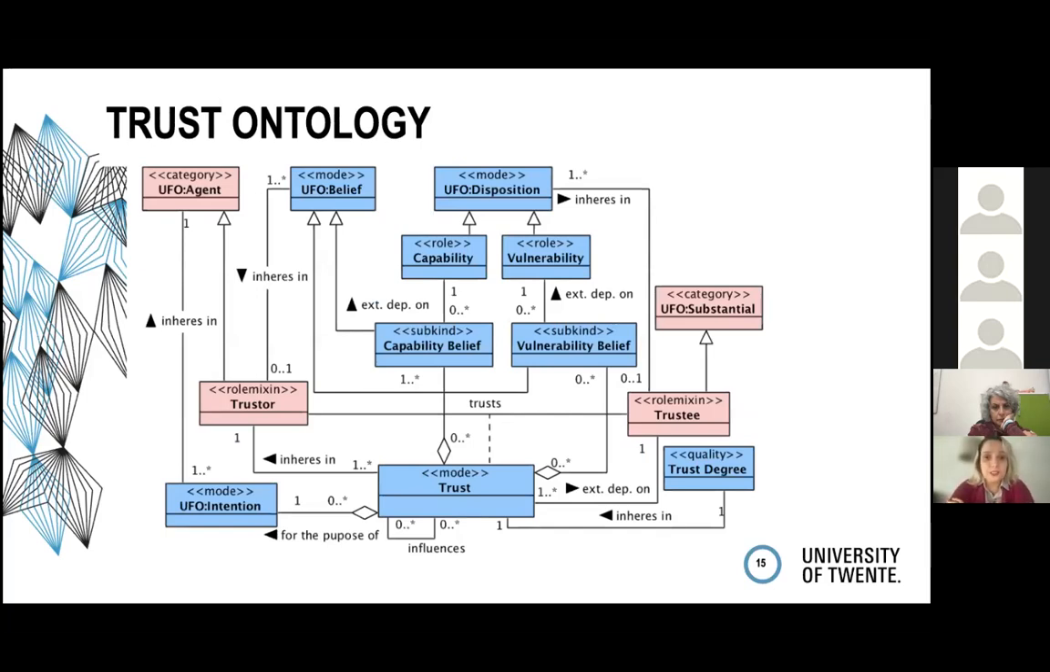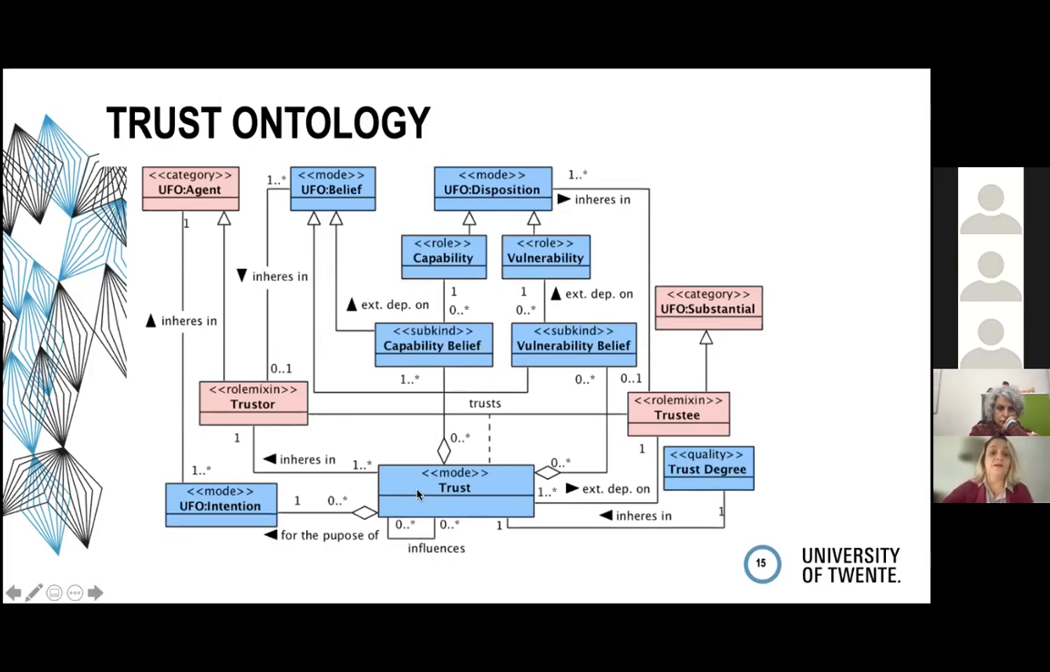Just to review the trust ontology, the main idea is that there are two entities, the truster and the trustee, and the truster trusts the trustee, okay? And so the trust is a mode, a characteristic that inheres in the truster, but it's also existentially dependent on the trustee, because it's about the trustee, right? And it has a particular degree. You trust that trustee to a particular degree.